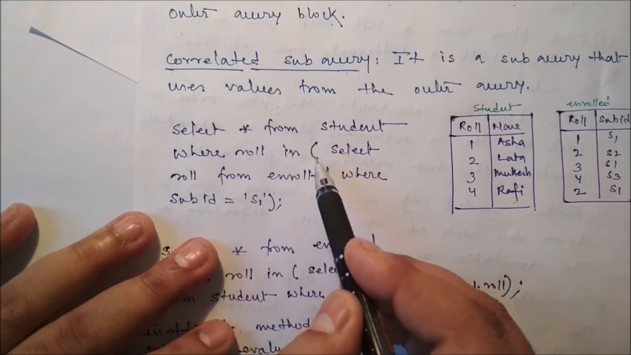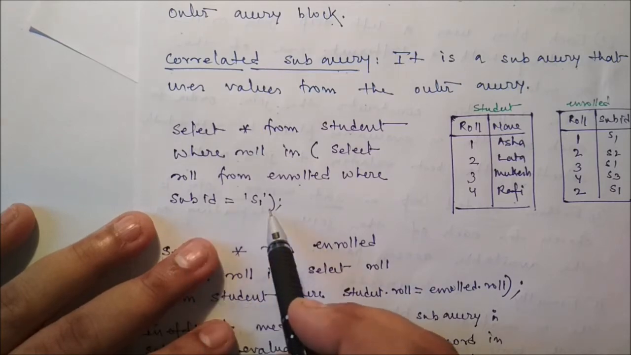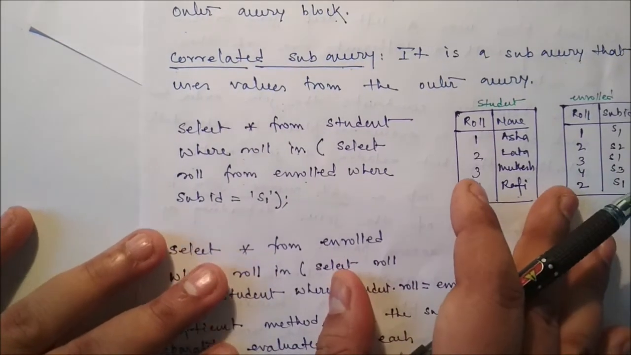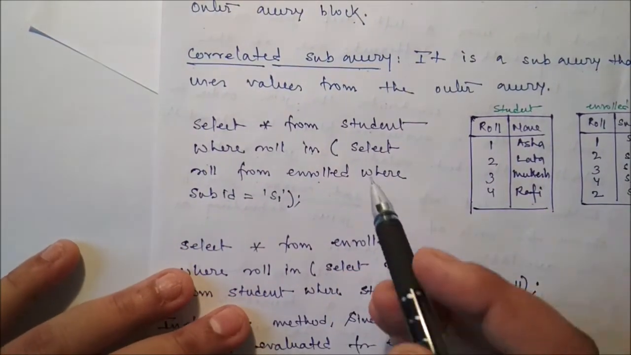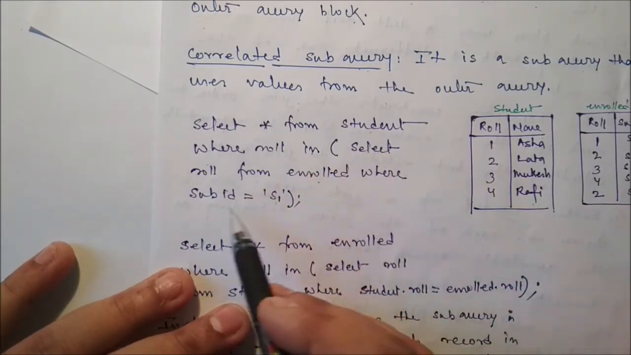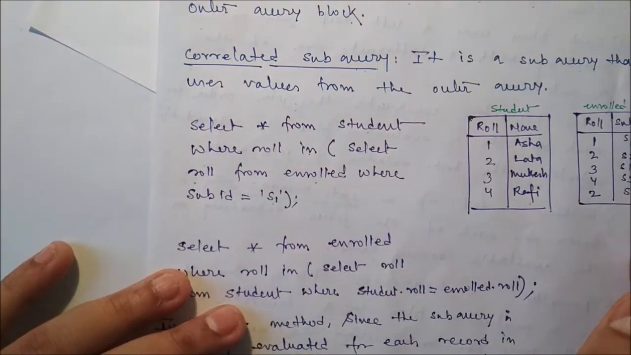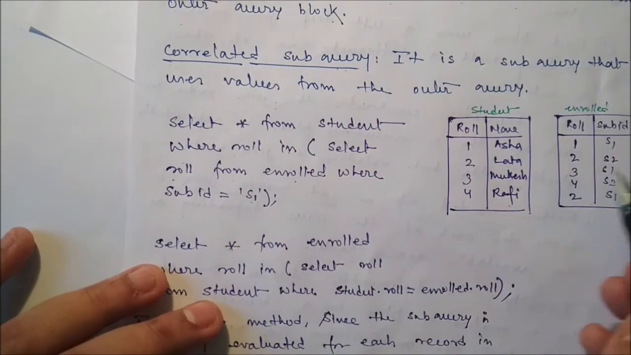Now there is another query. Select roll number from enrolled where subject ID is S1. So that means what? It will return the roll numbers of the students who have enrolled in subject ID S1.